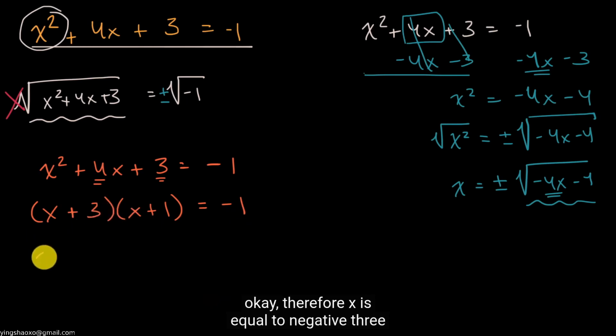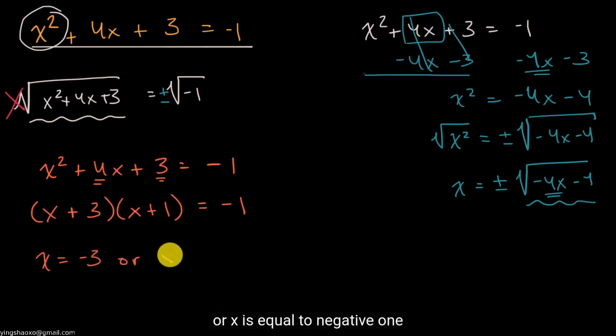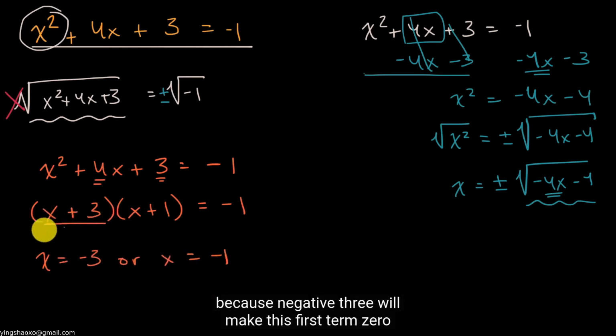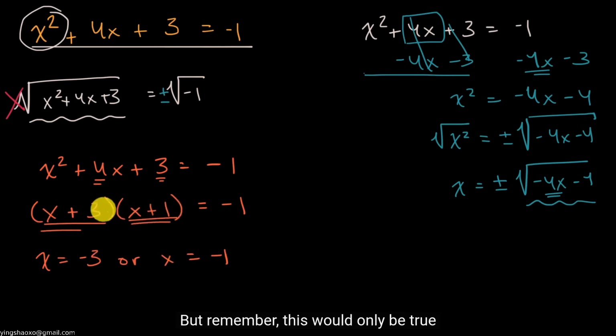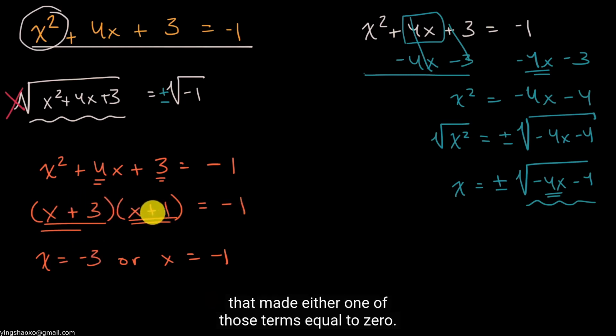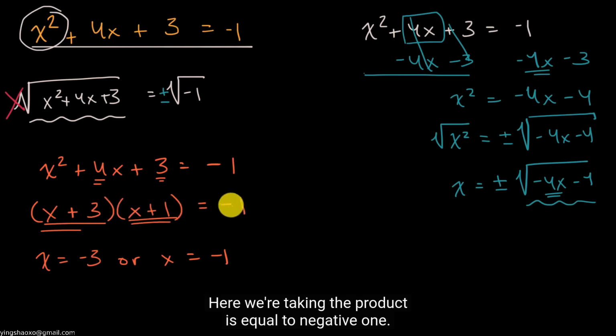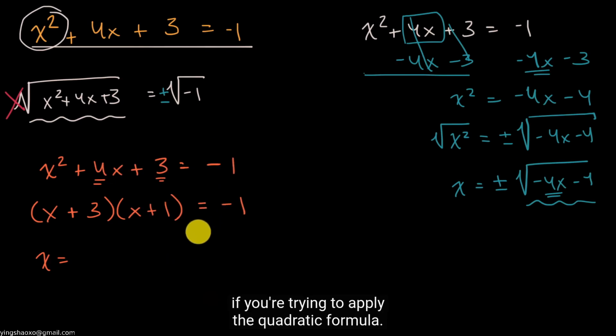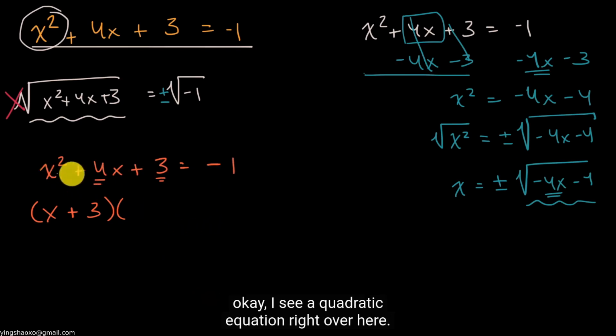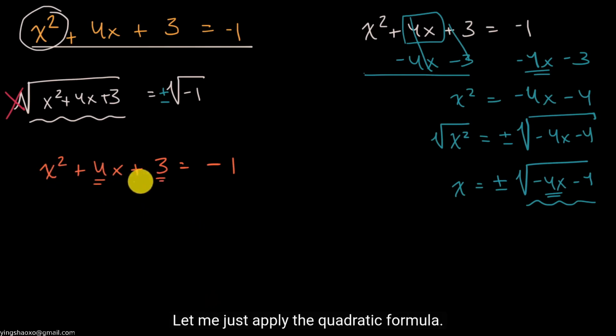Another thing they try to do is they'll immediately say, okay, therefore x is equal to negative 3 or x is equal to negative 1, because negative 3 will make this first term 0 and negative 1 would make the second term 0. But remember, this would only be true if you're multiplying two things and you got 0 as their product. Then the solutions would be anything that made either one of those terms equal to 0. But that's not what we're dealing with here. Here we're taking the product is equal to negative 1. So in order to factor like this and make headway in most cases, you're going to want to have a 0 on the right-hand side over here. And that's also true if you're trying to apply the quadratic formula. A lot of folks would say, okay, I see a quadratic equation right over here. Let me just apply the quadratic formula.